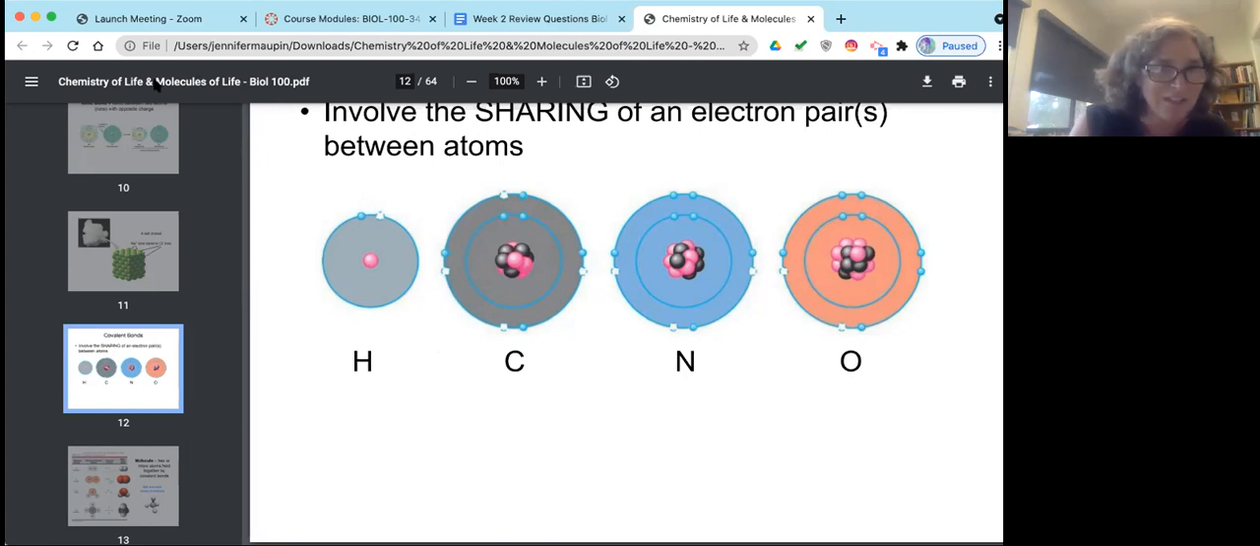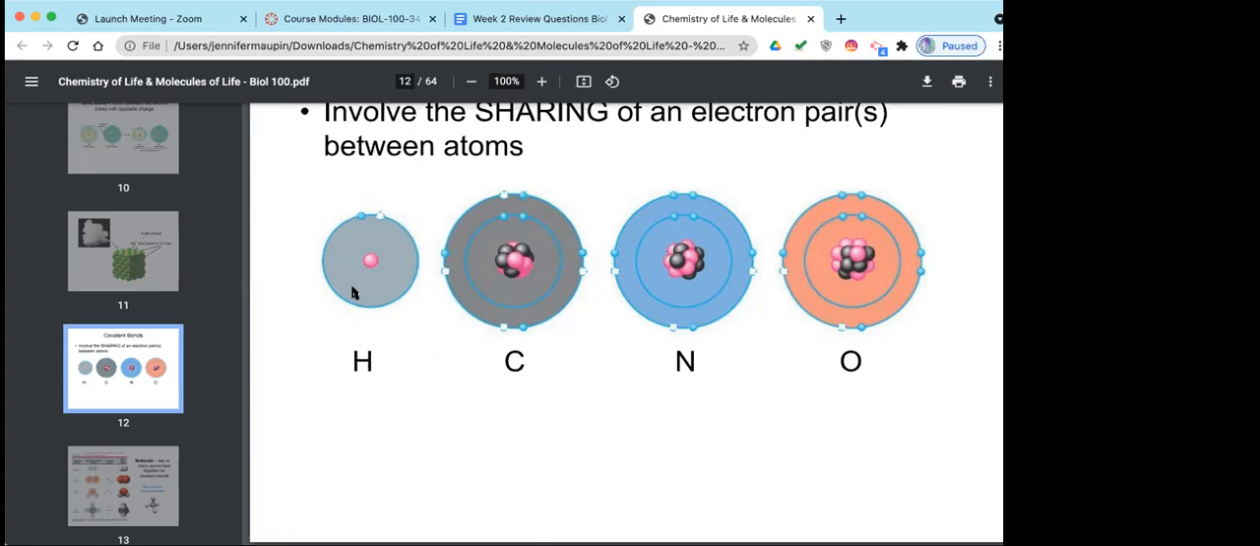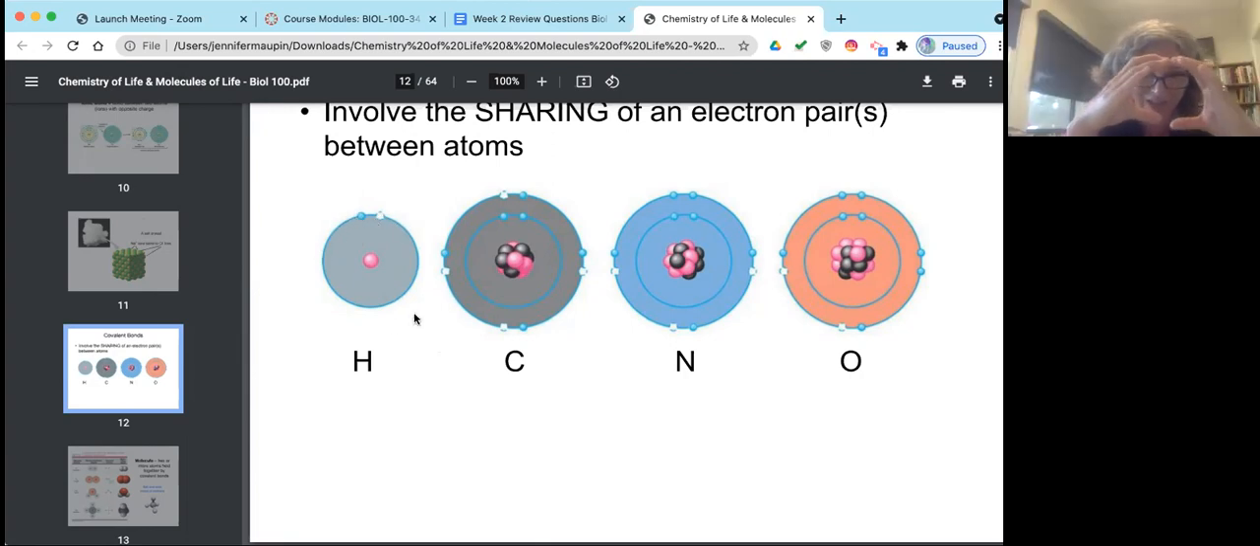So how many does hydrogen need? 1. And that's because it only has that one innermost shell, and it can only hold 2. So hydrogen will form 1 covalent bond. Carbon needs 4. And so it's going to form 4 covalent bonds. And it can do that in a number of ways, right? It could hook up with 4 hydrogens to fill those needs, or 3 nitrogens. So there are different ways that these bonds can be fulfilled.